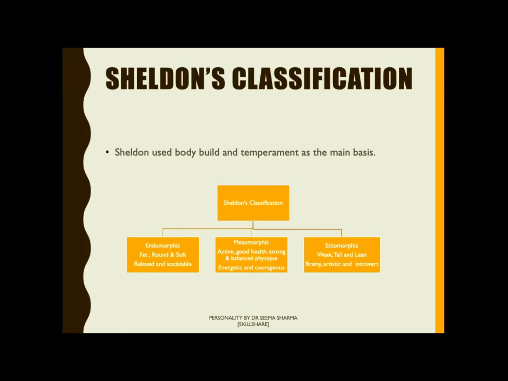Endomorphic: fat, round, and soft, relaxed, and sociable. Whereas mesomorphic are active, good health, strong and balanced physique, energetic and courageous. Ectomorphic are weak, tall and lean, brainy, artistic, and introvert.